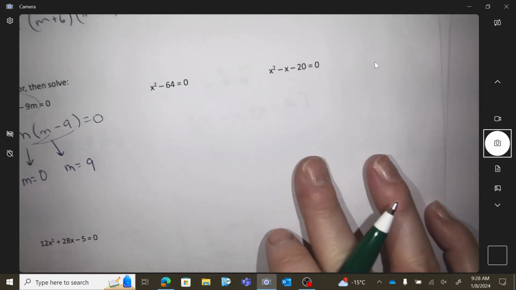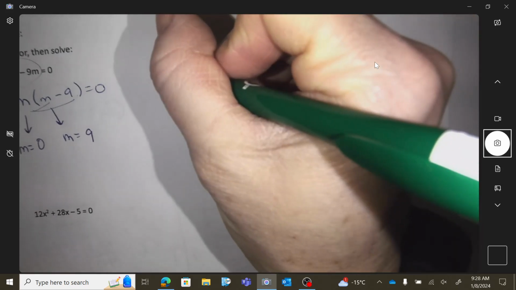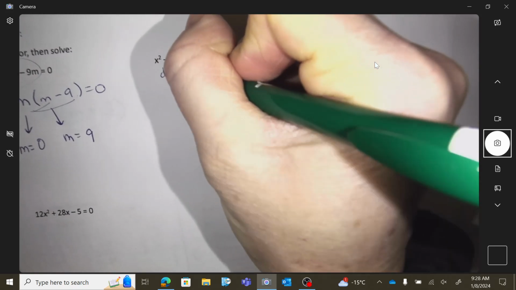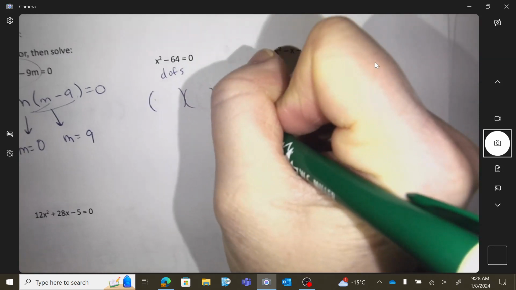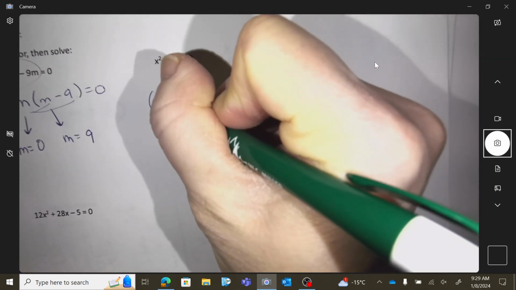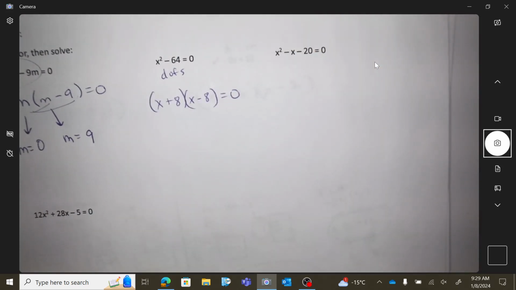Okay, and then number 2, style. Should recognize it quicker and quicker every time. What style? Did you see a difference of squares in that one? So 2 brackets, plus, minus. So don't forget, equals 0 at the end of it.